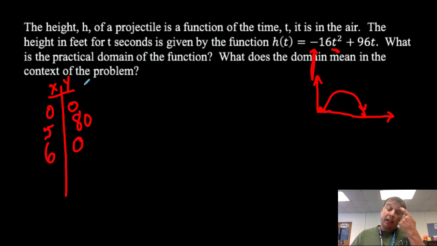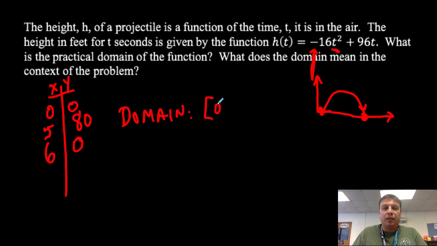So what this is saying is that the projectile starts at 0 seconds, and by the time it gets 6 seconds in the air, it's going to be back down at the ground again, gravity. So your domain in this case is that you can start at 0 seconds, and then you will end at 6 seconds.